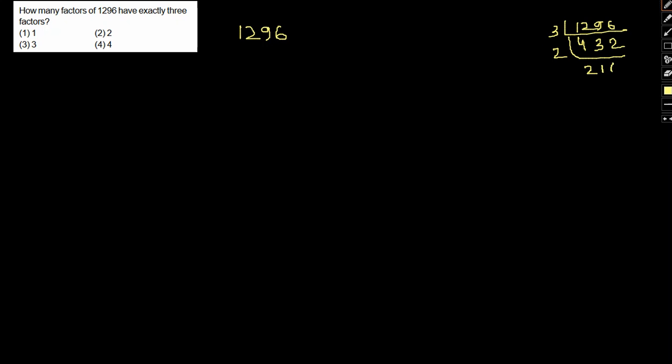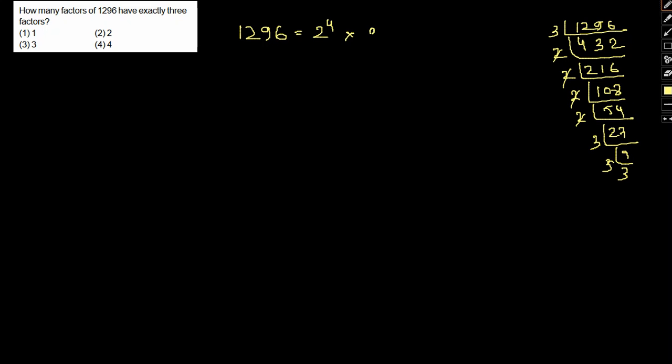the number of 2s being 1, 2, 3, 4. So basically 2 to the power 4 and 3 to the power 4. Okay, so this is the actual representation of 1296 in terms of its basic prime factors.